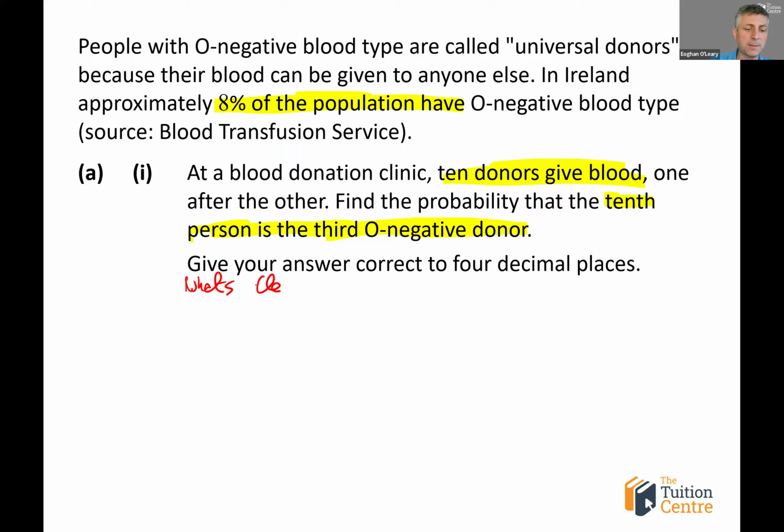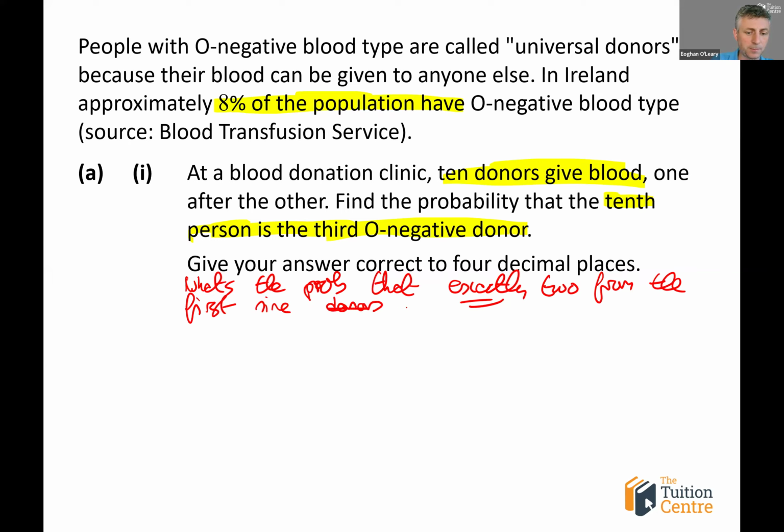what's the probability that exactly two from the first nine donors are type O and the 10th donor is also type O. Now that is the question.